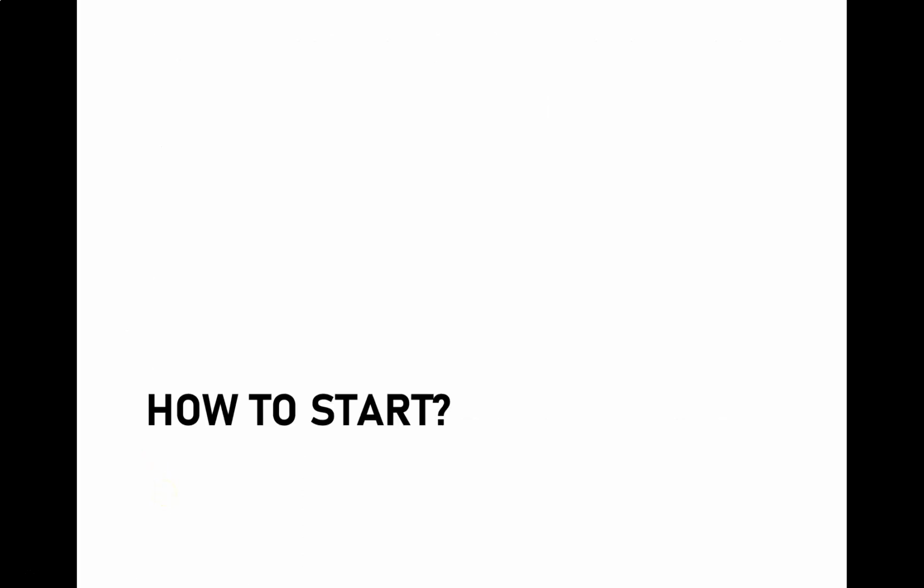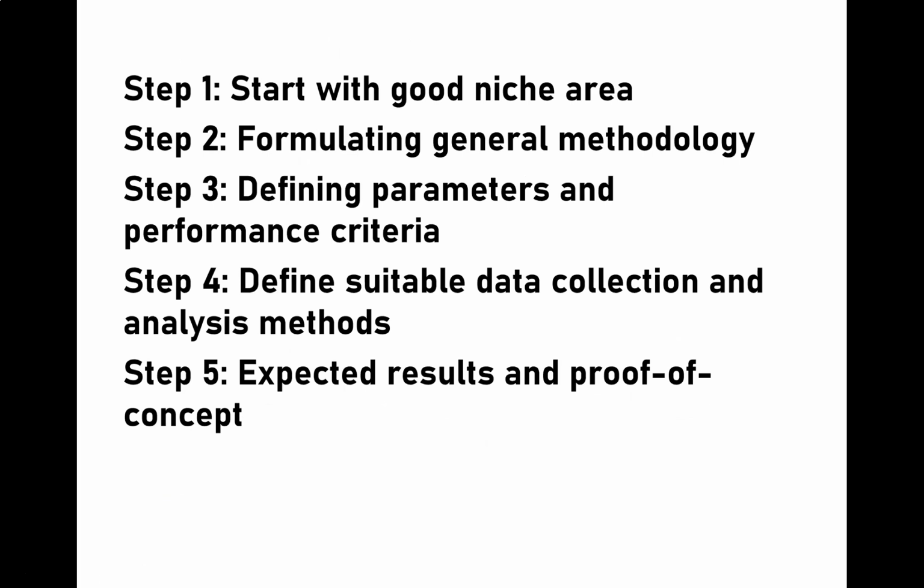Okay, how to start now? All right. Start with a good niche area, because we want to highlight your contribution. Although it is small, we need to highlight it. So we need to find a good niche area. And after that, we need to formulate a general methodology, whether it is primary research or secondary research. You need to define that first. If it's secondary research, from which year until which year you collect the data, and what type of data, you need to define that first.